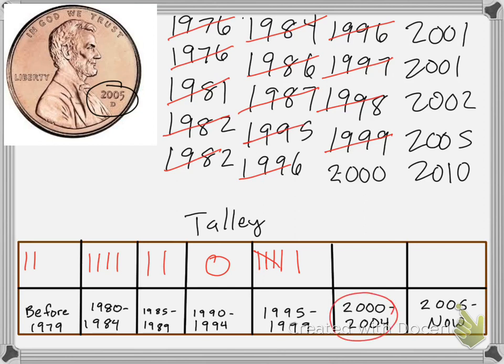From 2000 to 2004, we have 1, 2, 3, 4. And finally, 2005 to now, we have 1, 2.